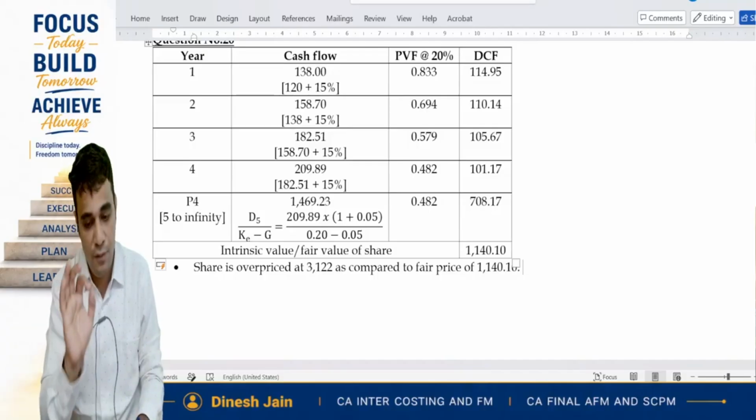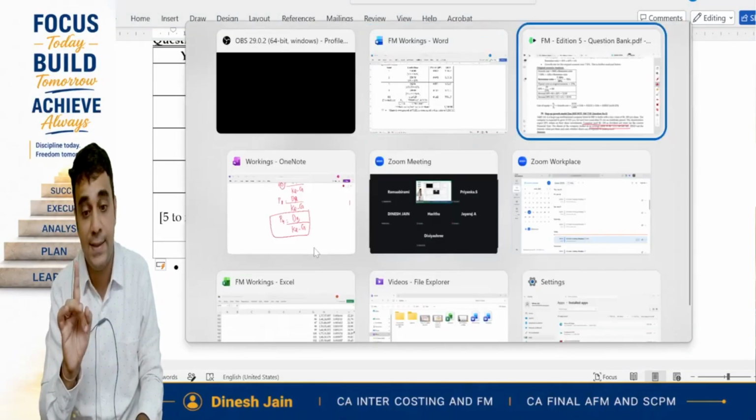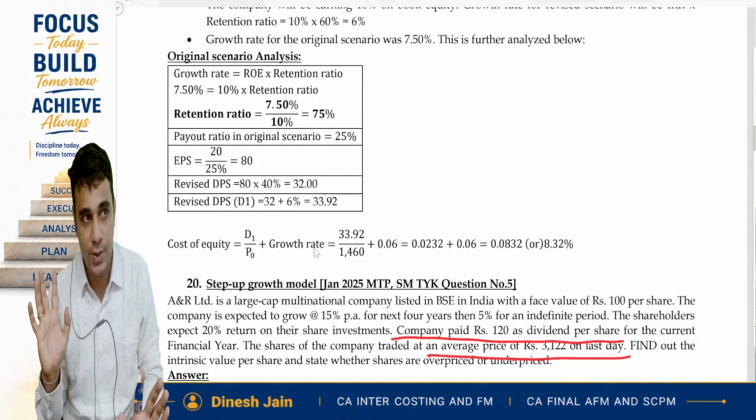Any doubts on this? With this, the discussion on the step up growth model, one example, is over. Any doubts on this? Understood? Clear?